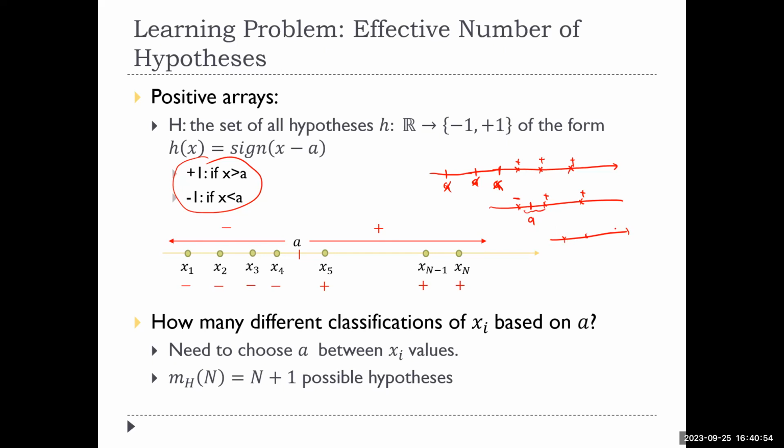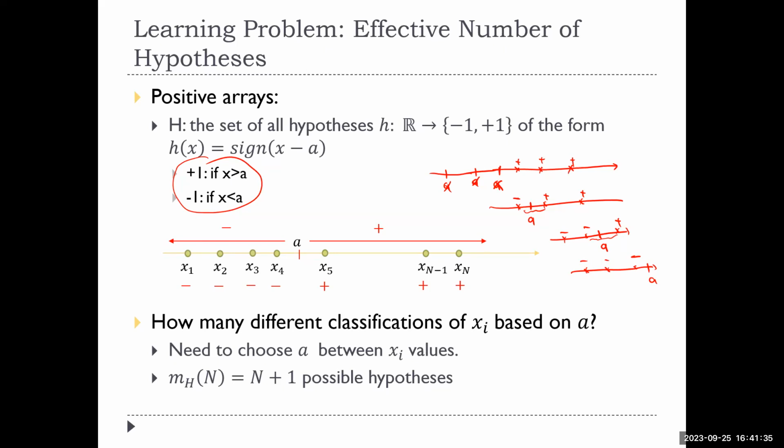Another place I can pick A is here. It's going to be negative, negative, positive, but that's another way. I can pick any A in between, and the result will be the same. And the last one will be X, X, X. I can pick A any place on the right-hand side, and all of them will be negative. So in this case, I have 4 different hypotheses. So my growth function is 4.